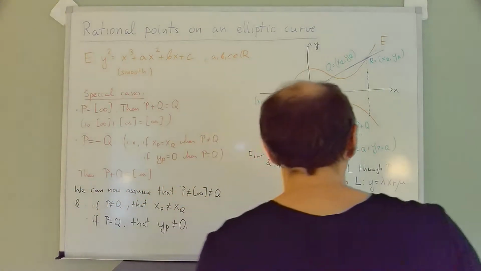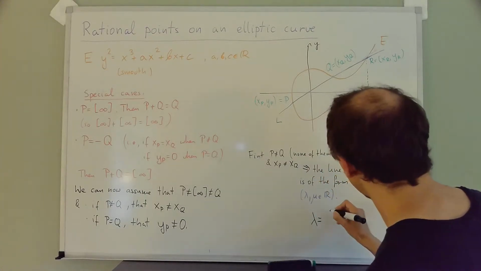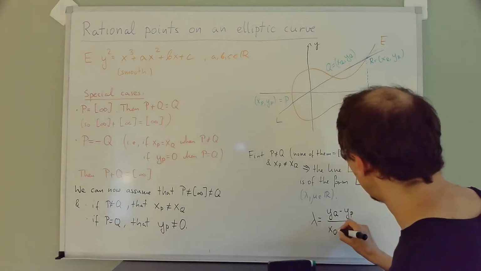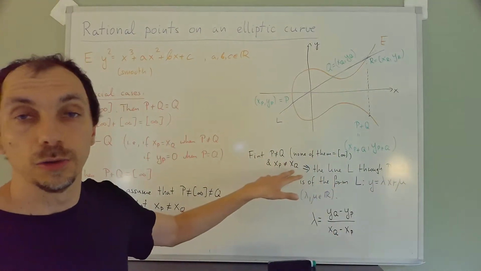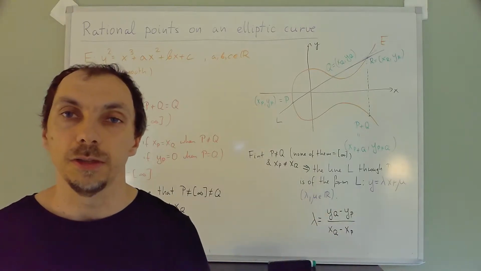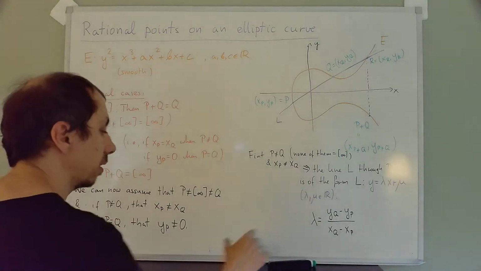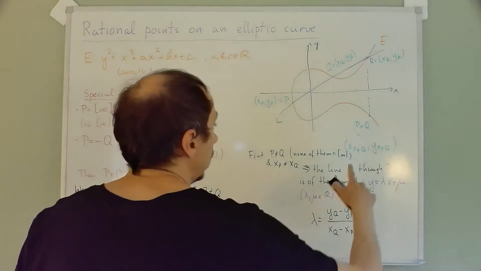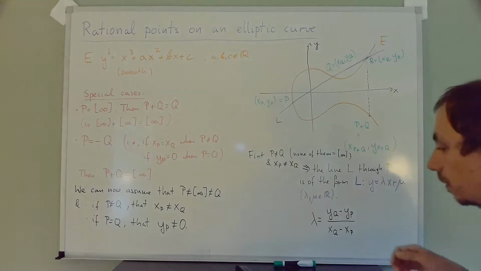And in fact, we can compute what this lambda is. Lambda is equal to yq minus yp over xq minus xp. You see where I'm using the assumption that xp is not equal to xq, because I'm dividing by the difference, so I don't want the difference to be 0. All right, so I have the slope of this line. So now we want to compute these coordinates here.